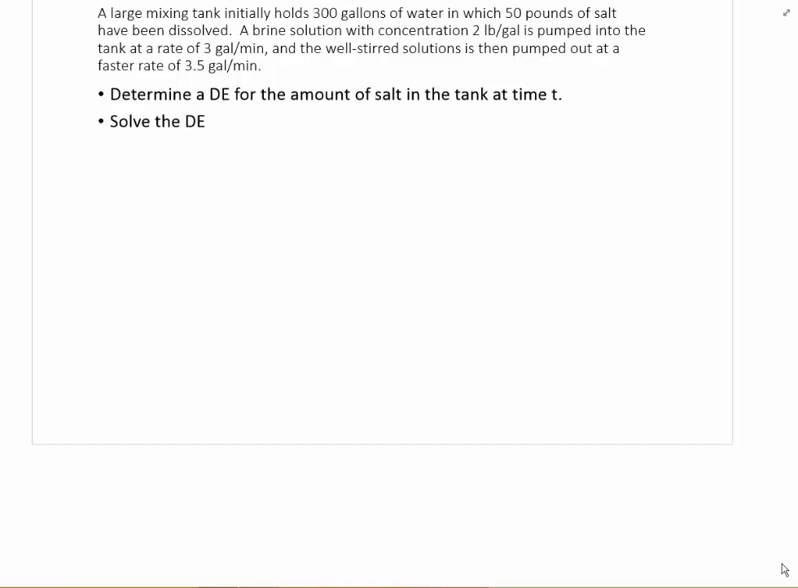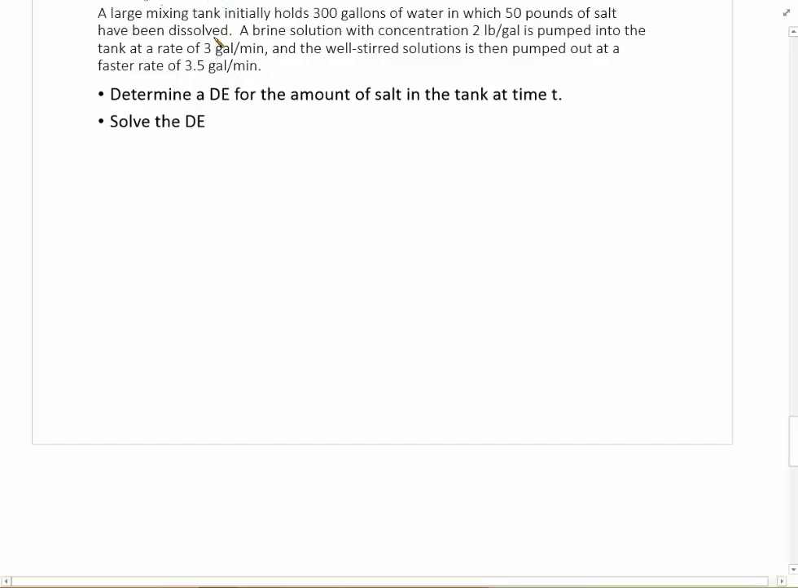The main difference is, in the one we saw in the separable equation, the rate in and the rate out, as far as the liquid, it was the same. They were pumped in and pumped out at the same rate. We don't have that here. They're being pumped in and out at different rates, and when that happens, generally speaking, we're not going to have a separable equation. Alright, so let's determine a DE.